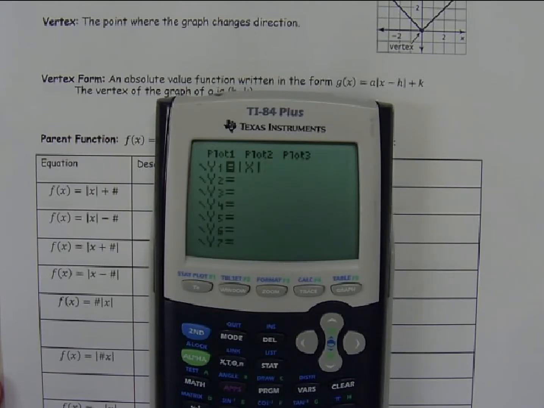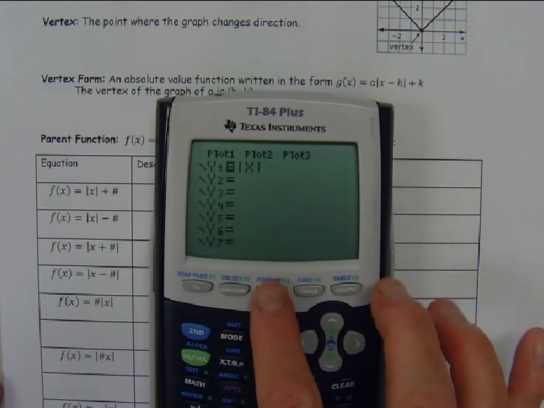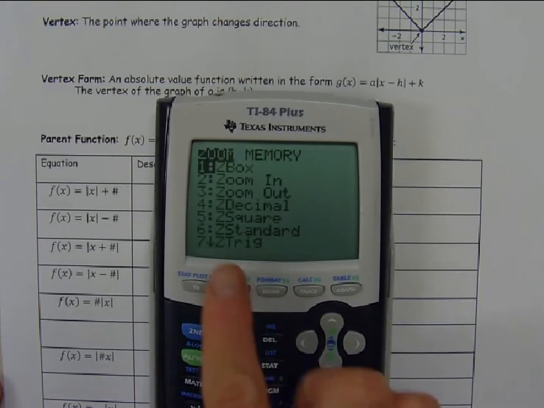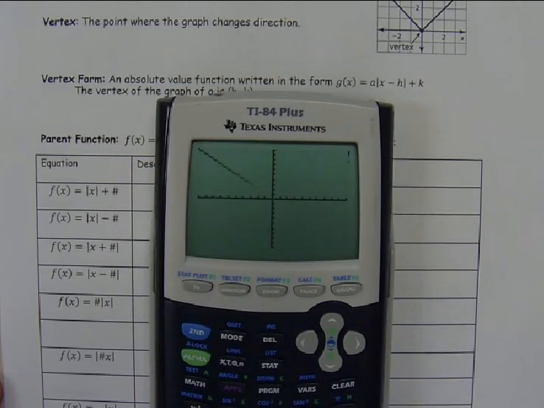Before we go any further, we then have to set our window. You can either do that by just hitting the window button and changing your settings, or if you want a standard window, if you just hit zoom and then go down to Z standard 6, it will graph on a standard window, which is -10, 10, -10, 10. So here's the graph of our absolute value function. So what we are going to do today is we are going to do different things to this absolute value function. We are going to add things, subtract things, which then moves your absolute value up, down, left, right, makes it skinnier, makes it wider, and all sorts of things.